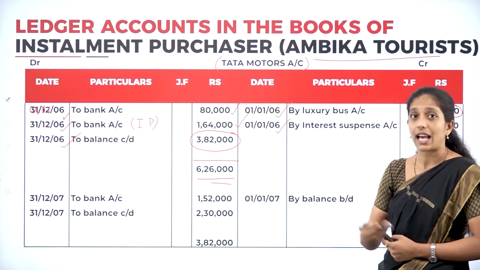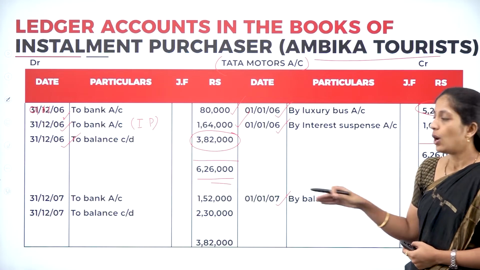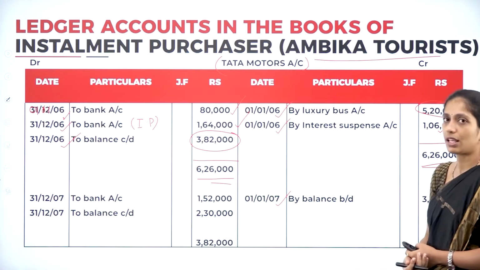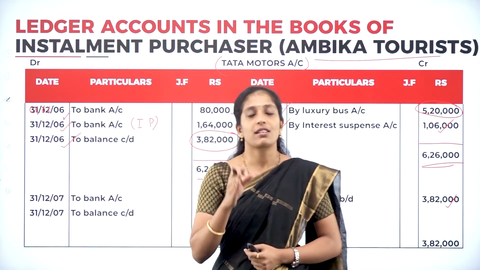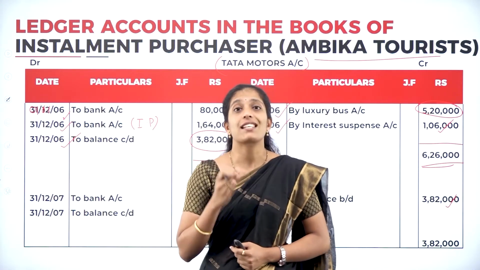Now come to the next year. Whatever balance you have carried down in the previous year, you have to bring down in the beginning of next year. 1/1/2007 by balance brought down 3,82,000. So here your entry starts from interest due. Interest due you are not going to record in the installment seller account. Next is for what? Installment paid.